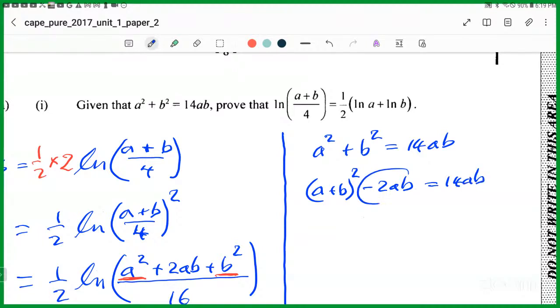Then I'm going to take this and bring it over here, add to that, and I'm going to get 16ab. So it means then a plus b all squared is equal to 16ab.